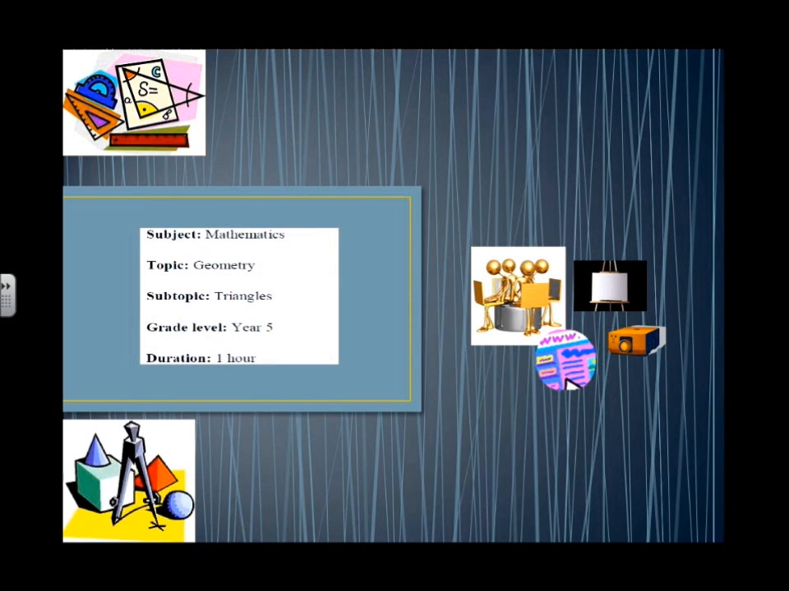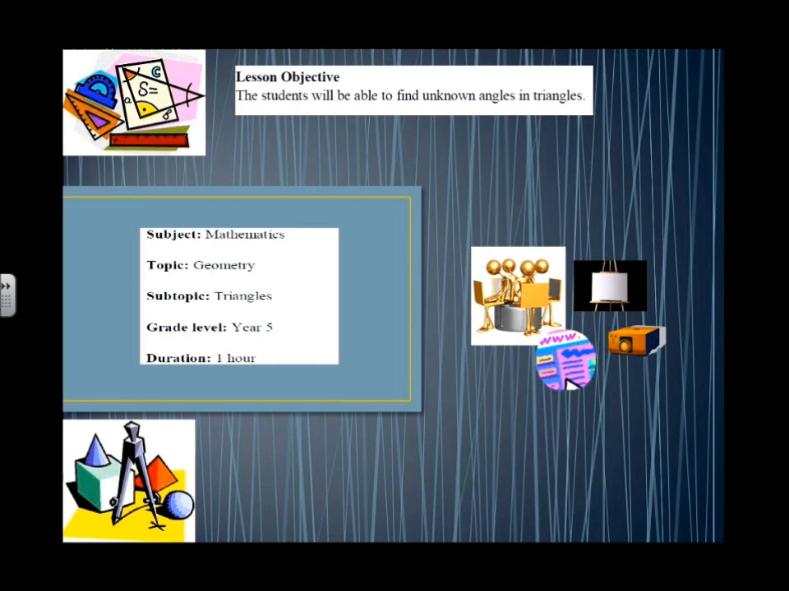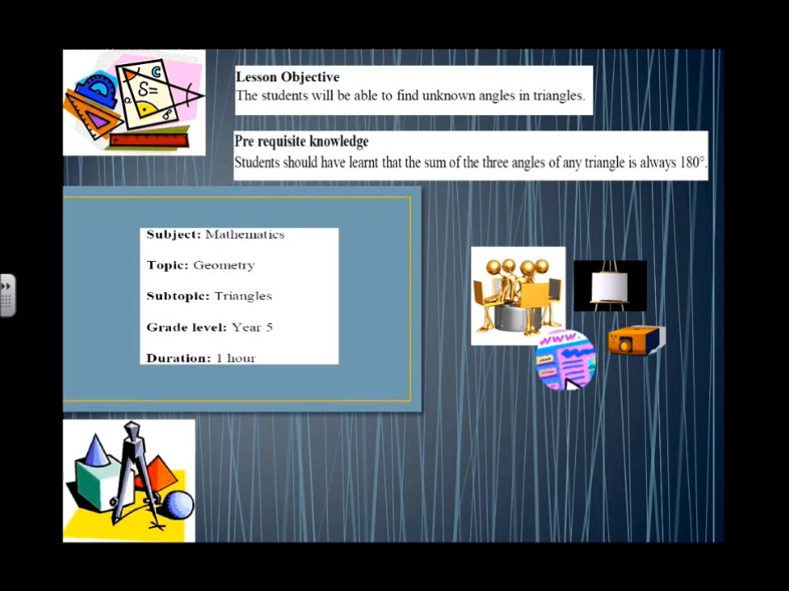This is the day 4 lesson plan on geometry, subtopic triangles, and the duration for this lesson is 1 hour. For the lesson objective, the student will be able to find unknown angles in triangles. And for prerequisite knowledge, students should have learned that the sum of the three angles of any triangle is always 180 degrees.